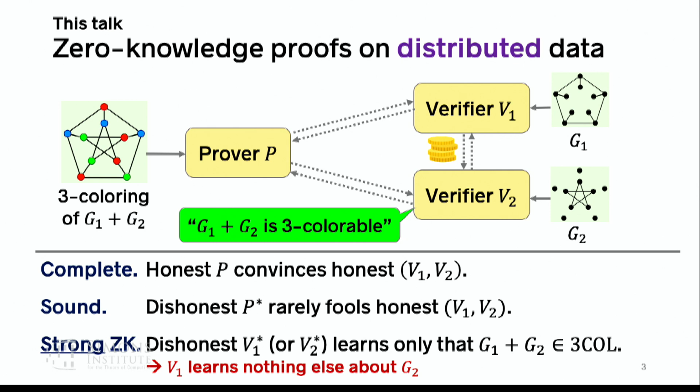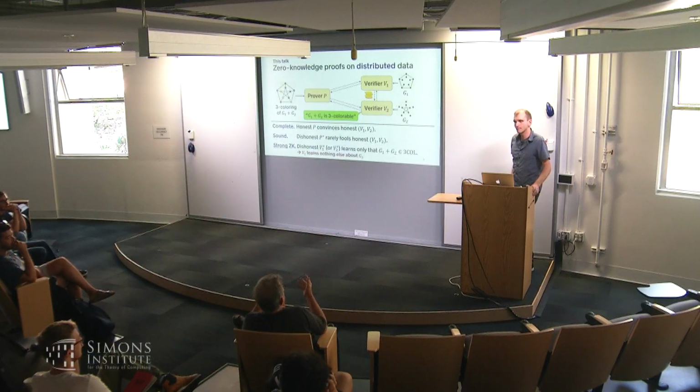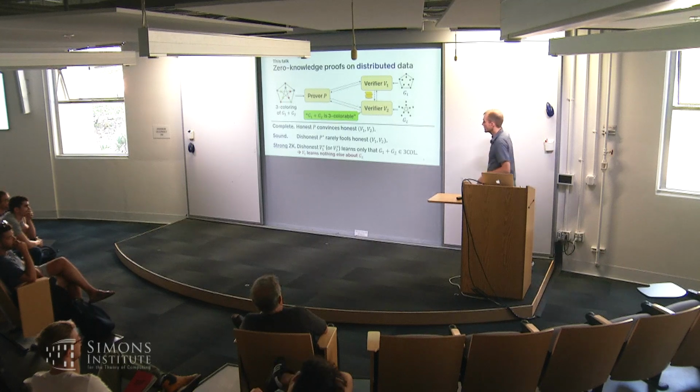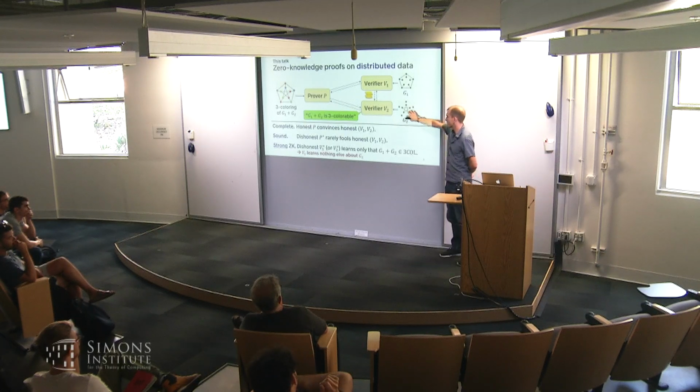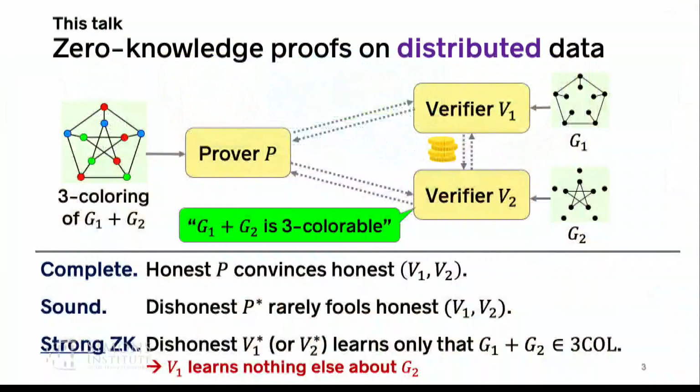In distributed computing, when you say dishonest, do you mean the verifier being Byzantine? In the Byzantine case, there is no meaning of having part of the graph because it can lie about it and have anything. So what is the meaning of three-colorable then? Right, your question is, if verifier V2 is Byzantine, do these notions of completeness and soundness still make sense? Here the verifiers are going to be honest. I've said that completeness means an honest prover convinces an honest pair of verifiers, and the same for soundness.